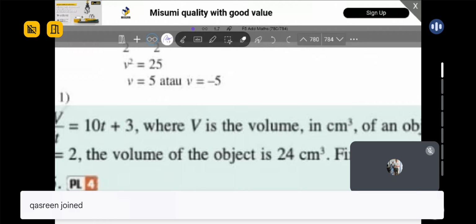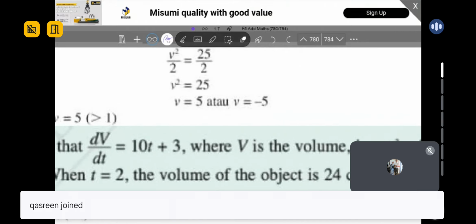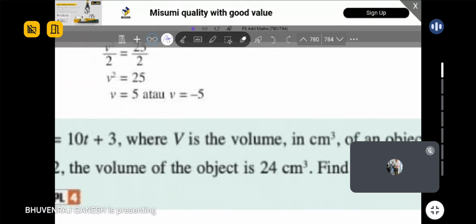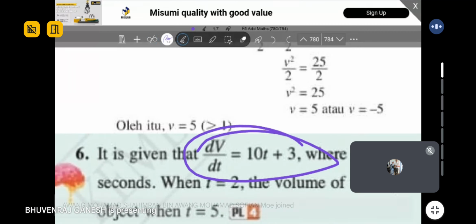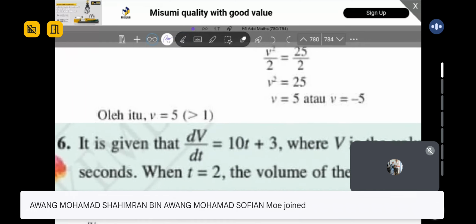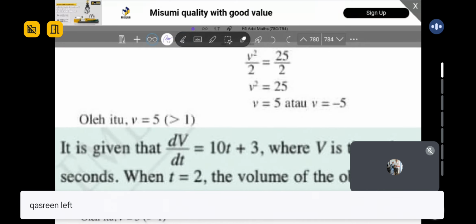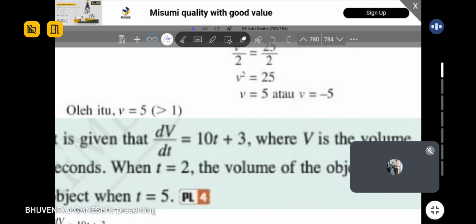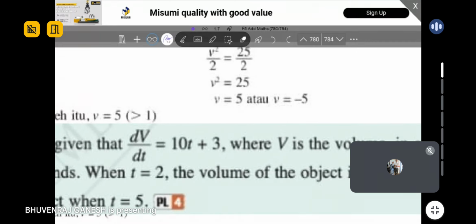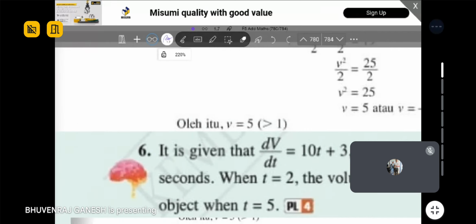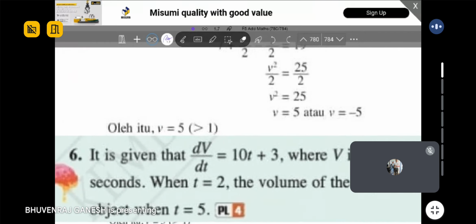Okay? So, okay, for this question, they ask you to find the volume, cari isi padu. So again, guys, same concept. You got dV dt, means that kamu kena kamakan. You must integrate this whole equation. So guys, if you see this kind of question, definite or indefinite, what type of integration is this? Tentu atau tak tentu? Kamu kena tahu macam mana kenal pasti. Is this a definite integration or indefinite?